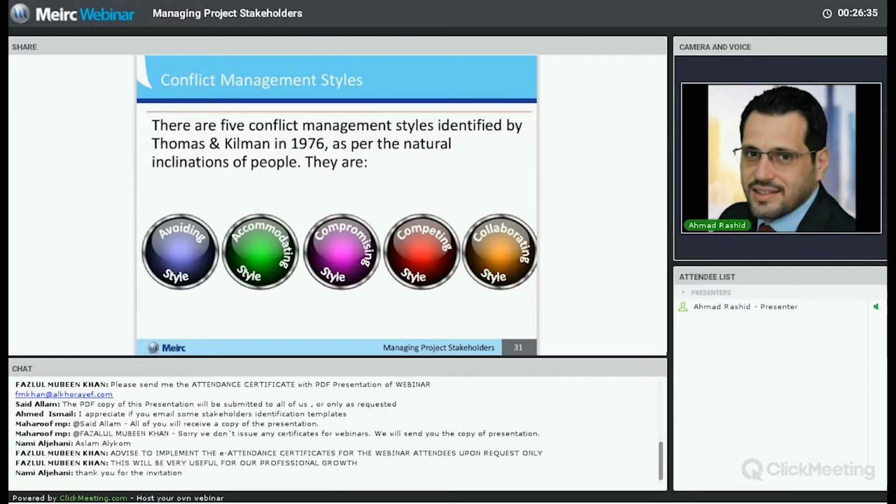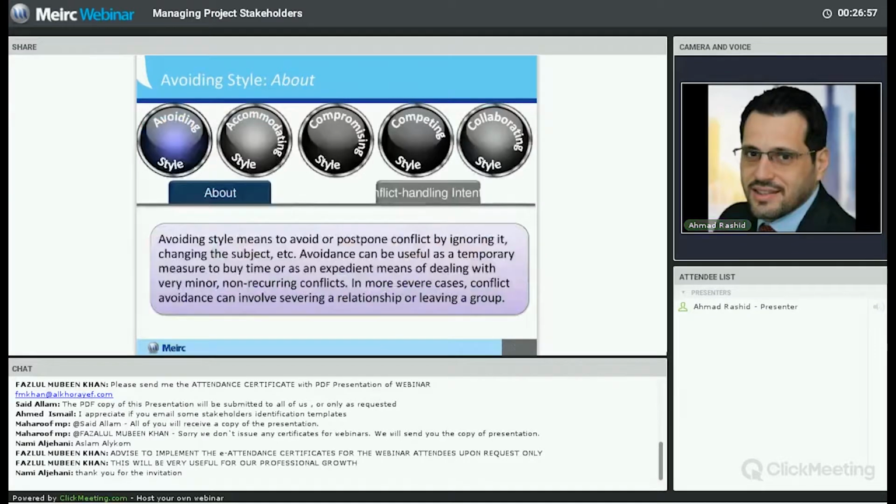So let me start without any delay with those conflict styles. I'll give you a brief about each one of them, and if you're interested in knowing your conflict style, please email me, and I will make sure to send you a questionnaire or assessment that can tell you which one is your primary style and which is your secondary style. So basically there are 5 conflict styles. We refer to them as avoiding, accommodating, compromising, competing, and collaborating.